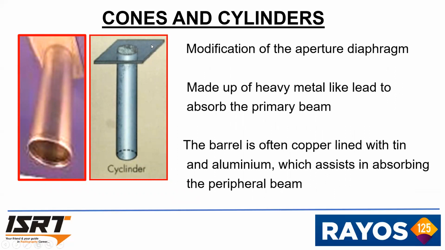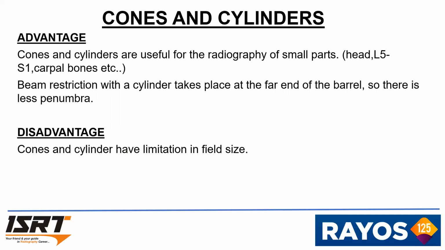Here you can see this is the base part, and it's made of thick, heavy metal like lead. And this is the barrel. The barrel portion is lined with copper or thin aluminum, which helps to absorb the peripheral beam.